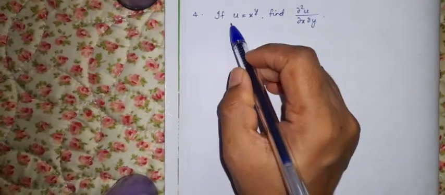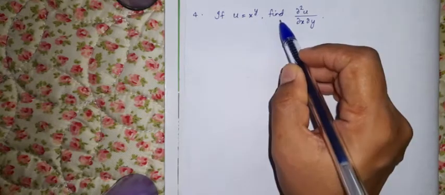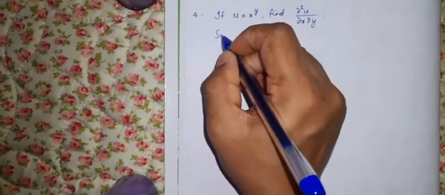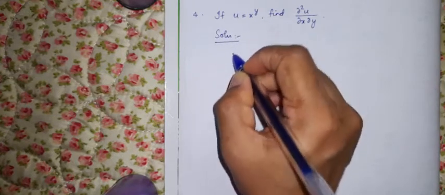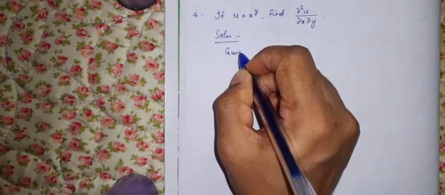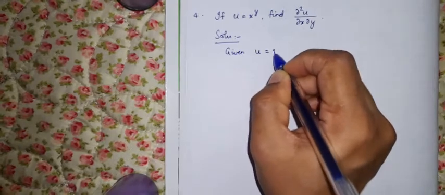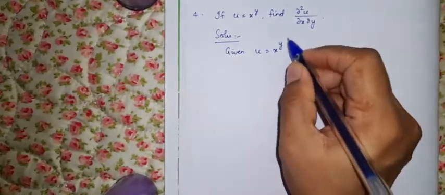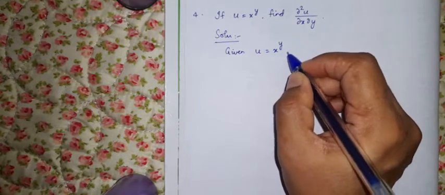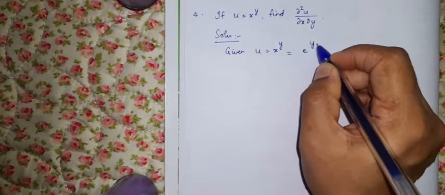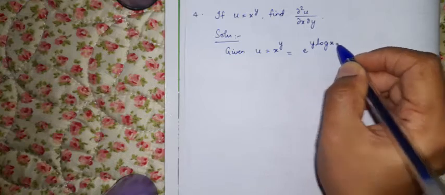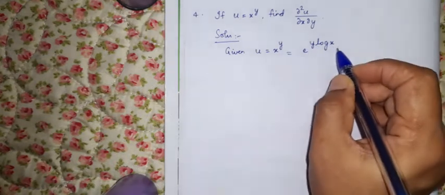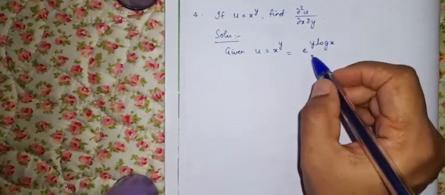Fourth question. If u is equal to x power y, find ∂²u/∂x∂y. Solution. What is given? u is equal to x power y. You have the formula for this. x power y can be written as e power y log x. It is a mathematical formula.